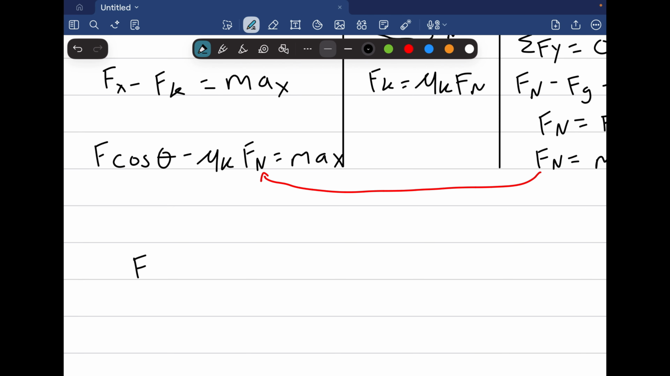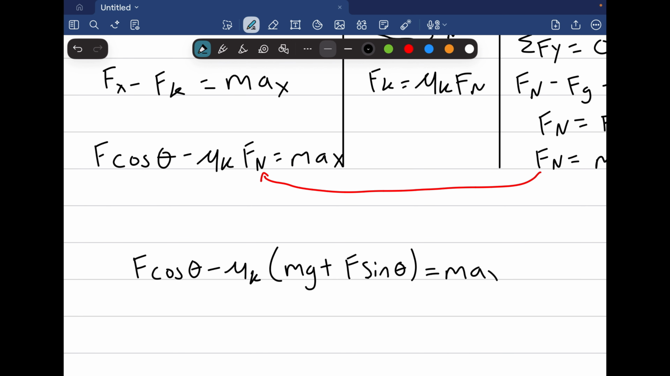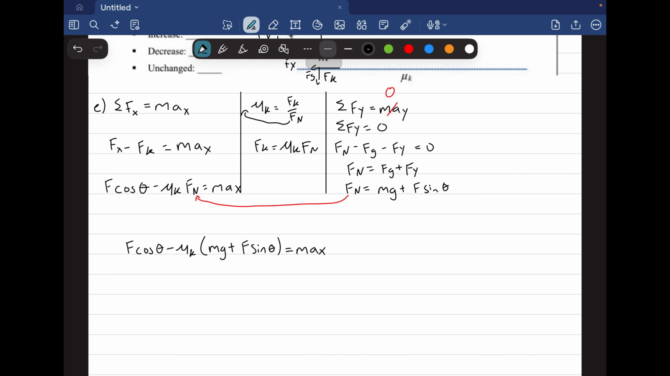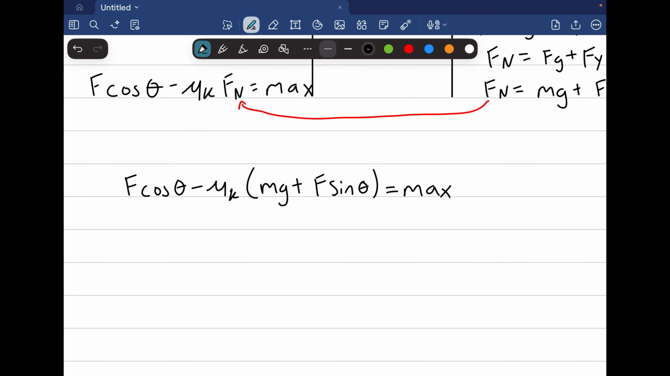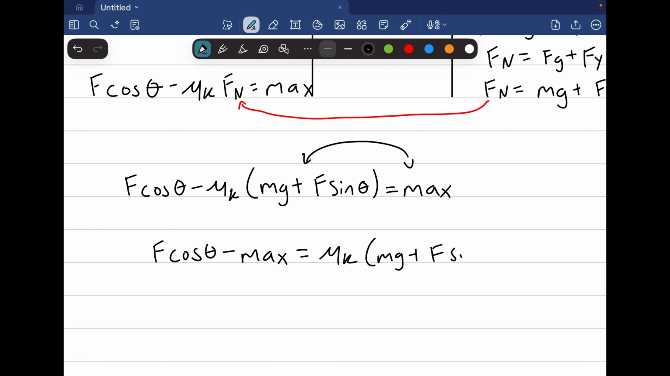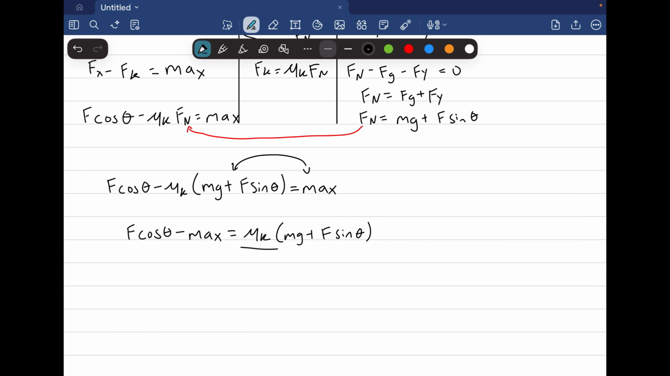So F cosine theta minus mu k times (mg plus F sine theta) is equal to m a_x, right? And then now I'll try to isolate for mu k by swapping these two. So F cosine theta minus m a_x is equal to mu k times the parenthesis. Then divide both sides by the parenthesis.